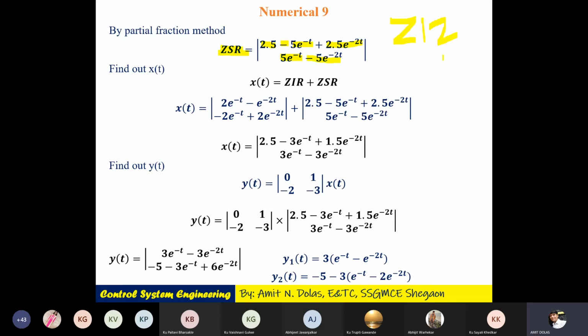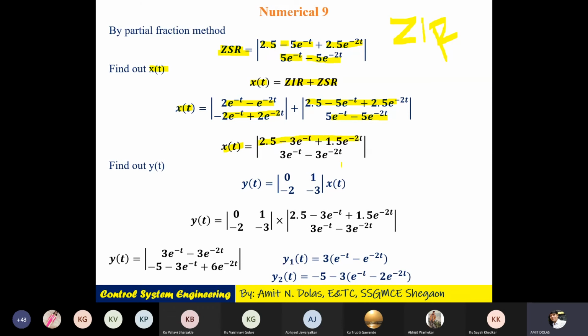Zero input response, natural response, zero state response. So the combination of both is nothing but your signal. To find x, it is the addition of ZIR and ZSR. So we will add both matrices together in the time domain.